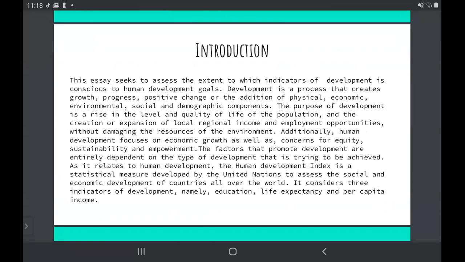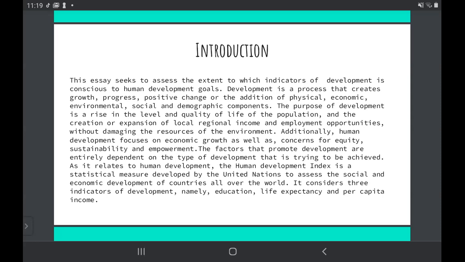So here's the introduction. This essay seeks to assess the extent to which indicators of development is conscious to human development goals. Development is a process that creates growth, progress, positive change, or the addition of physical, economic, environmental, social, and demographic components. The purpose of development is a rise in the level and quality of life of the population and the creation or expansion of local regional income and employment opportunities without damaging the resources of the environment.